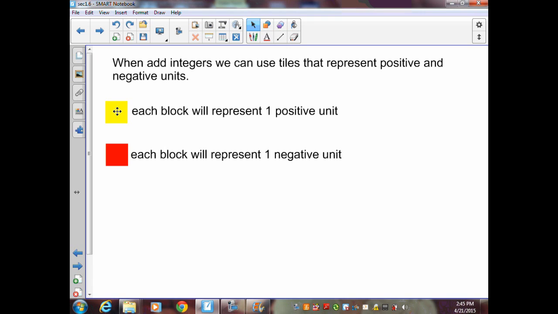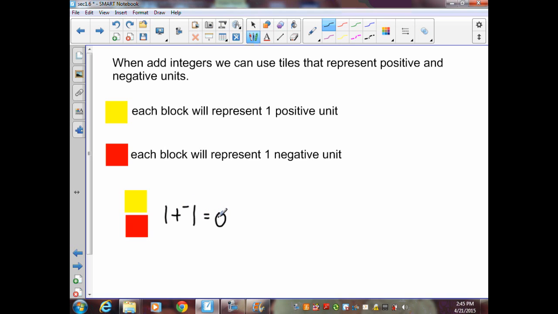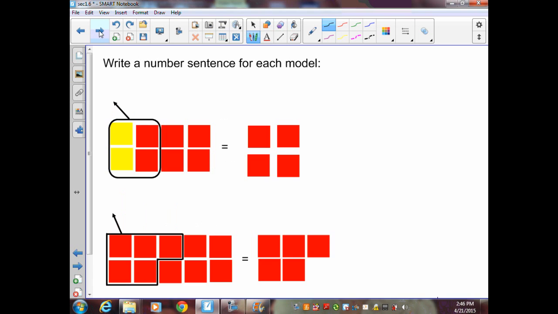And what we can do in tiles is pair a yellow block and a red block together, which really represents a positive 1 plus a negative 1, which is 0. Therefore, this is called a zero pair. And this will be used when we actually model subtracting integers. So let's proceed. Here, what I want to do is write a number sentence for each model.